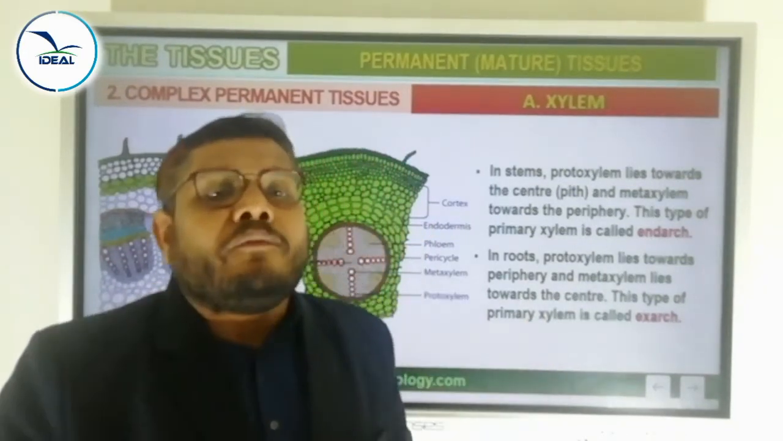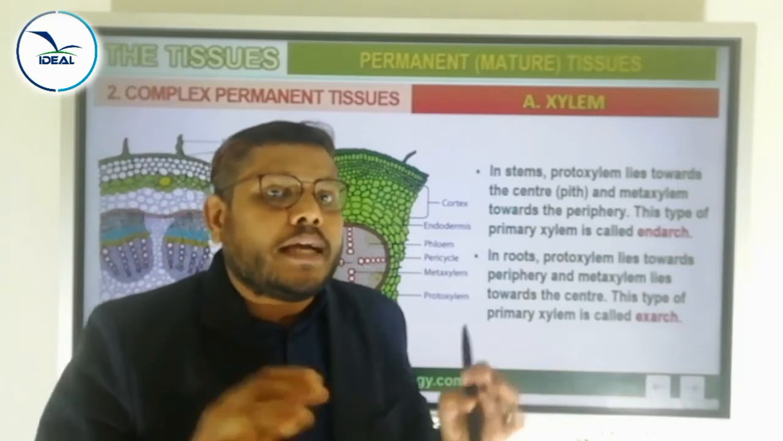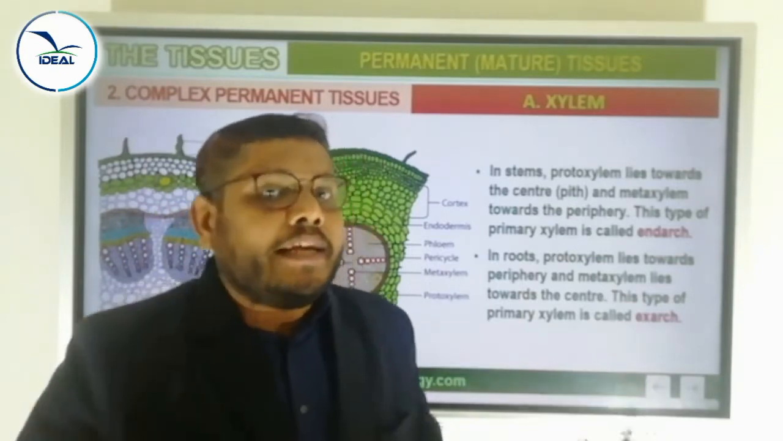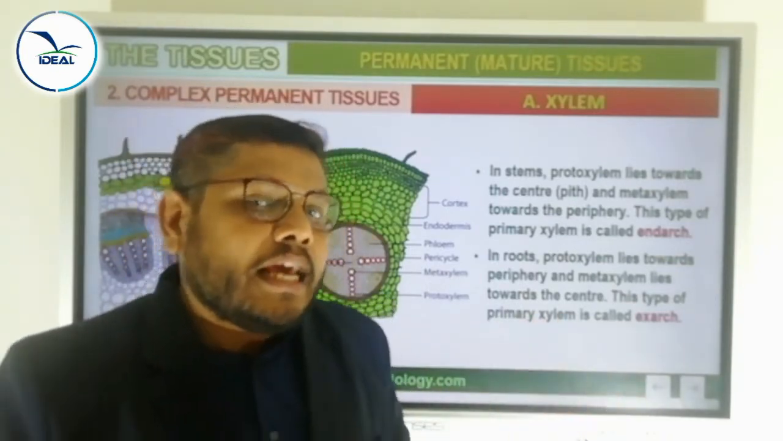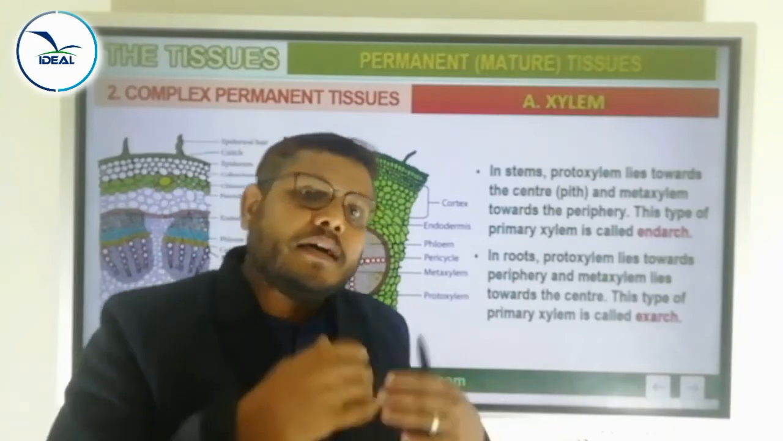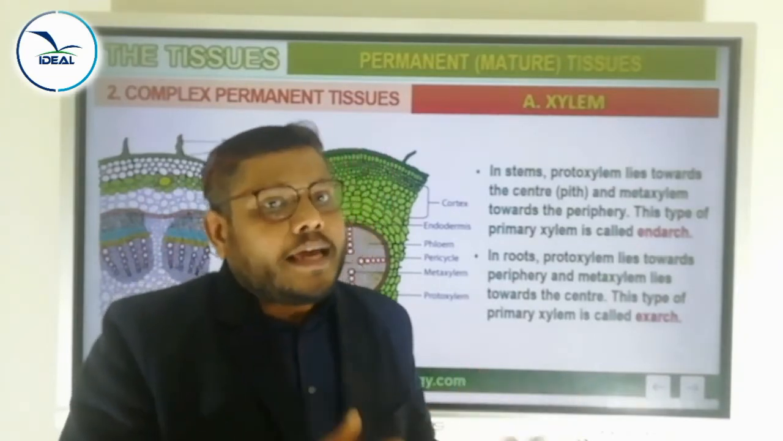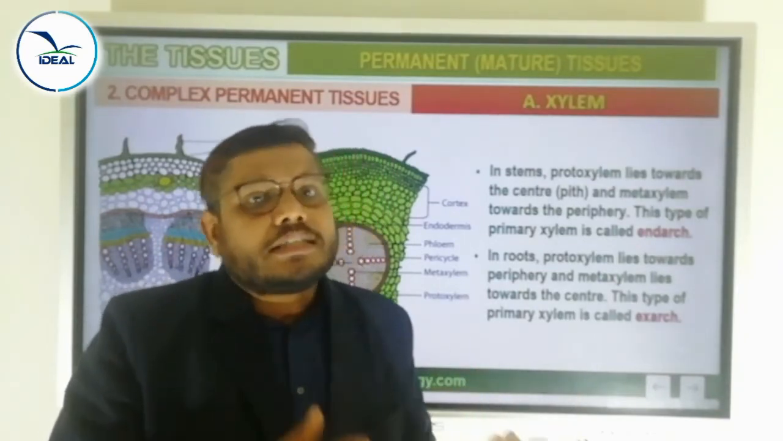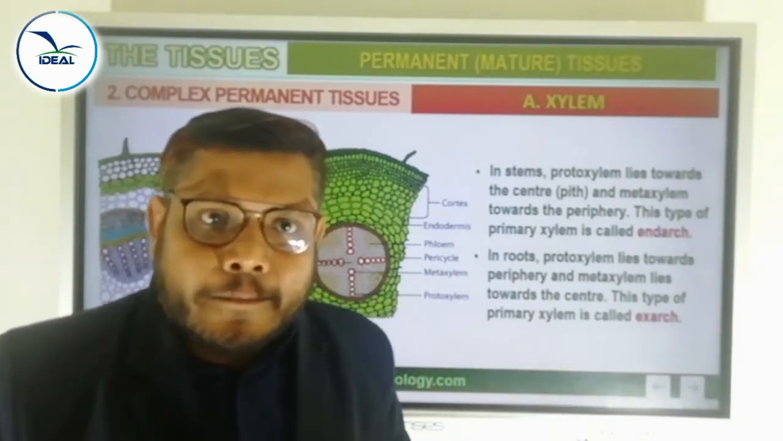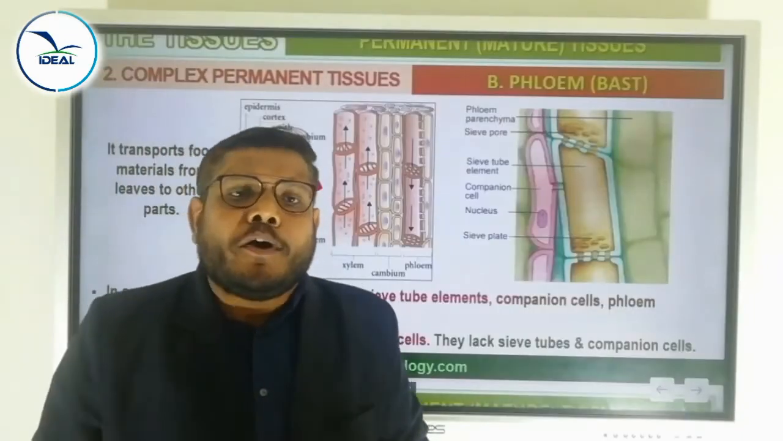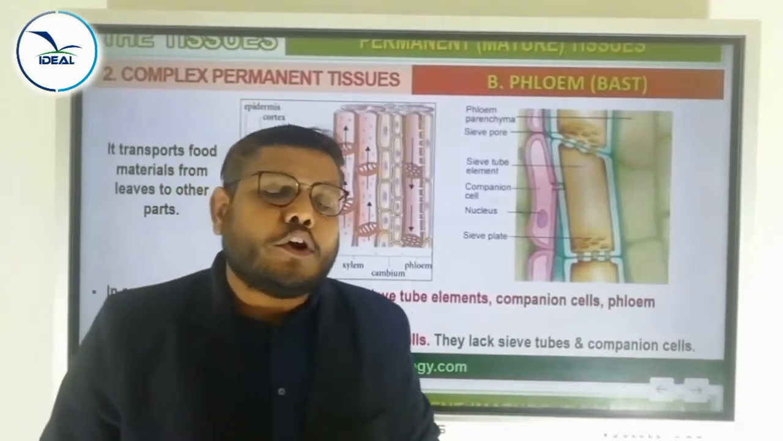This type of xylem we can see in all root. That is dicot root and monocot root. Is it clear? In this way the primary xylems are arranged in dicot and monocot, stem and root. Is it clear? Next type of complex permanent tissue is called phloem.